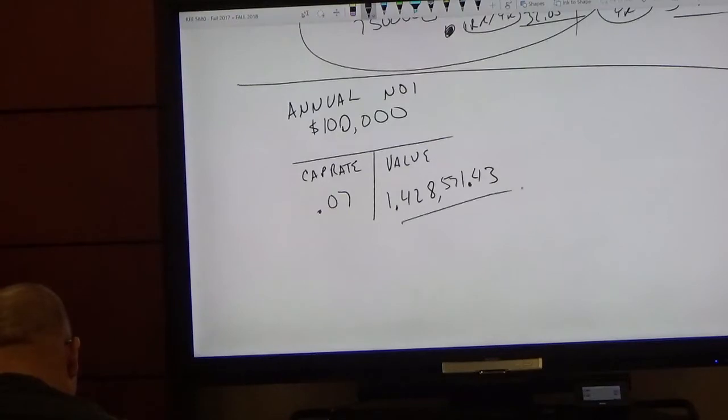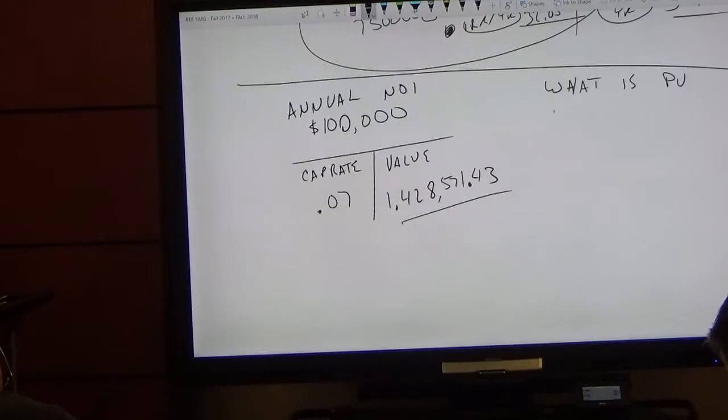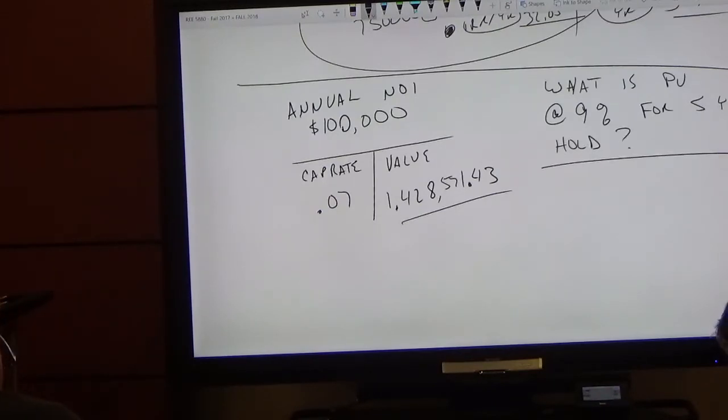All right. Now, how much would this be worth to you today if you apply a 9% discount rate over 5 years? So what is the present value at 9% for a 5-year hold? Okay? What are you going to do?